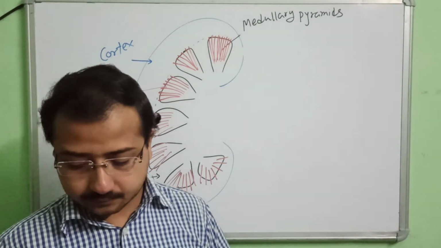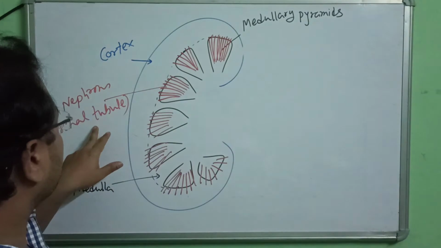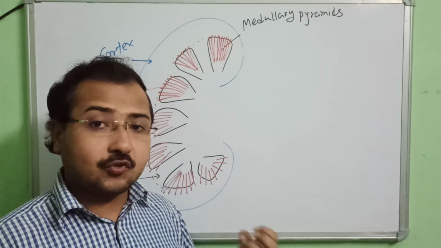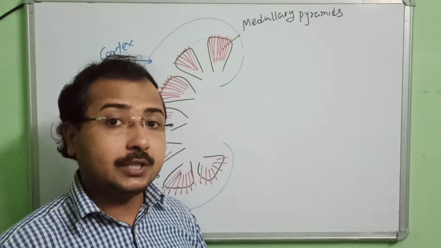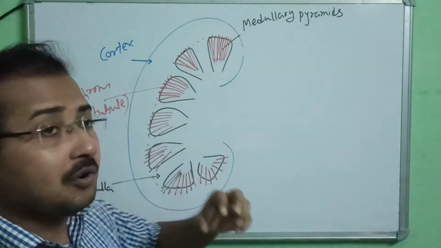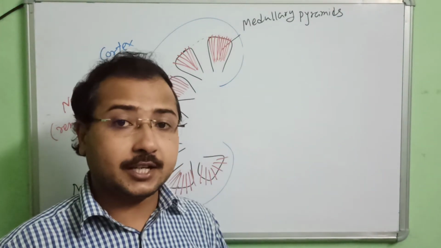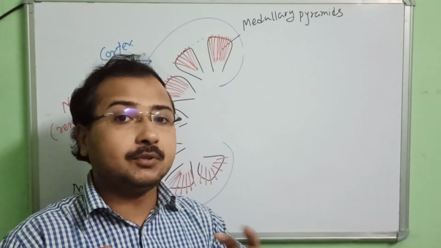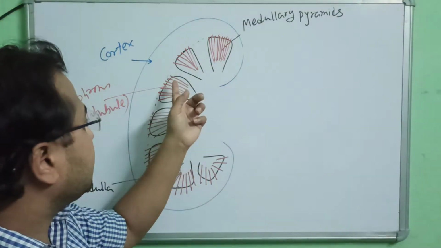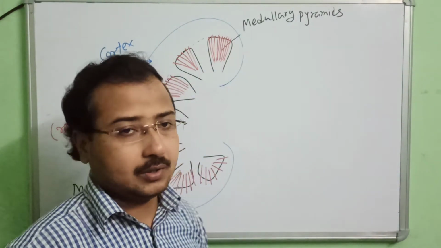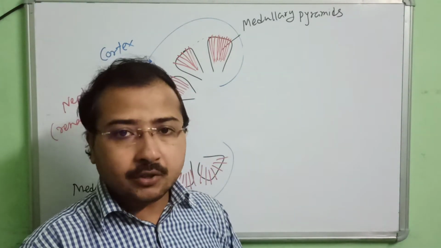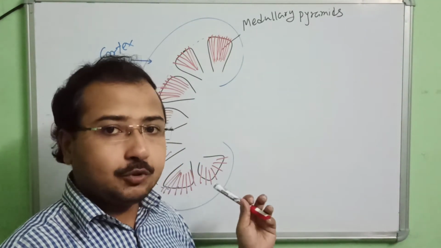Clear? So nephrons or renal tubules are the basic structural and functional unit of the kidney. Very important, because these are the sites where the urine formation actually takes place. I mean the actual blood purification in the kidney takes place in these renal tubules, the nephrons. We are going to see the anatomy of the renal tubule also.